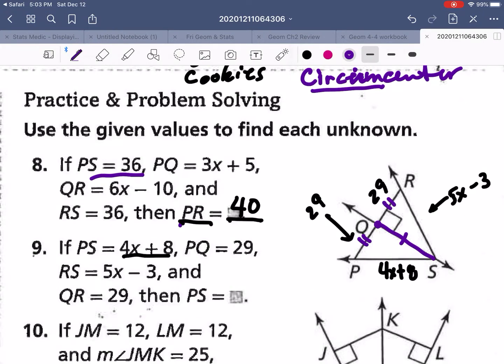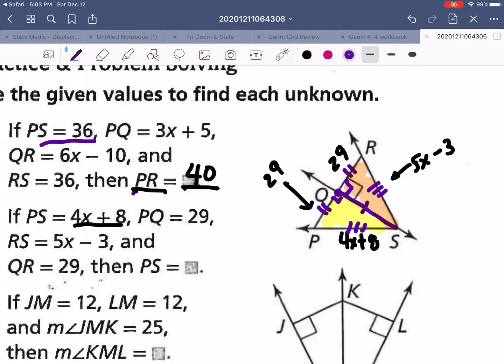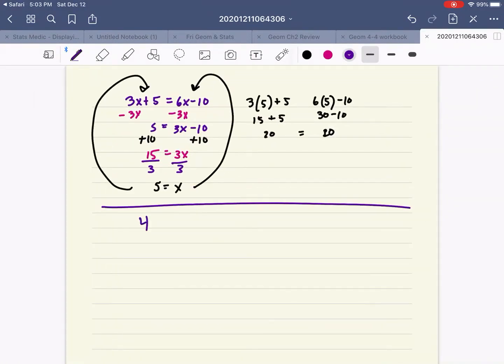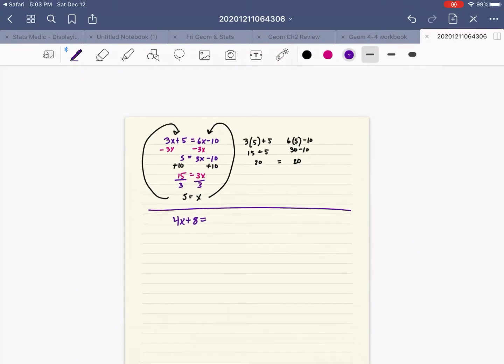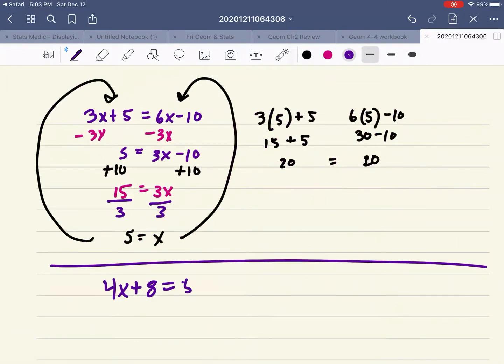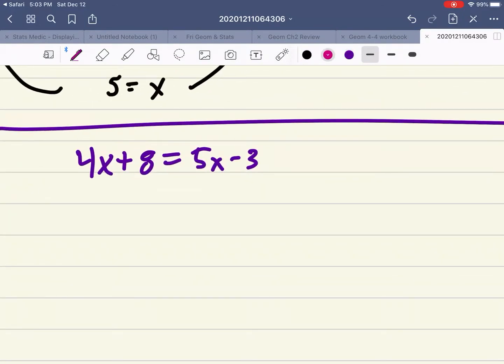That's 29. So that means that this triangle is congruent to that triangle because of side, angle, side. They both have a side, an angle, and a side that match. So that means we could say that these third sides match, and I can put that on my notebook paper. 4x plus 8, 4x plus 8 has to equal 5x minus 3. Okay, so let's figure out what x is.